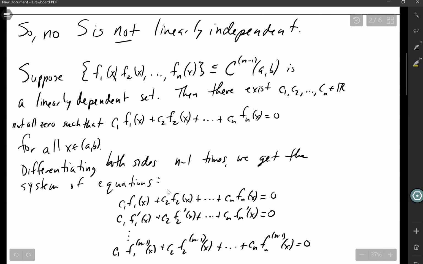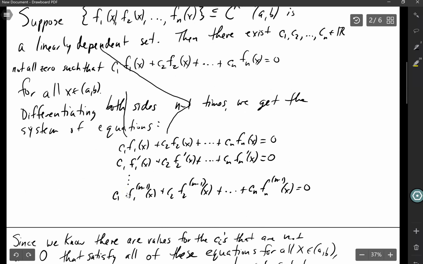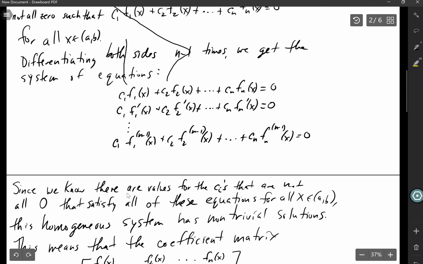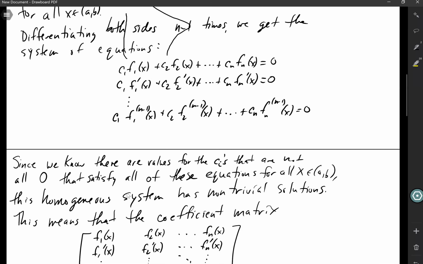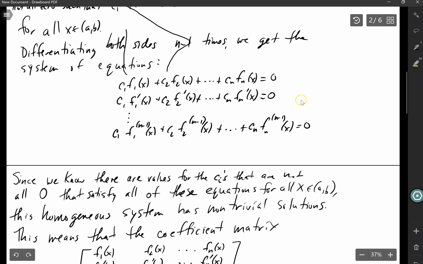So if we're assuming that it's linearly dependent, then we already have non-trivial solutions to this particular homogeneous system. Homogeneous because it is equal to 0 over here, right? So it's a homogeneous system. And we have non-trivial solutions because we're assuming there are non-zero values for the c's that work.